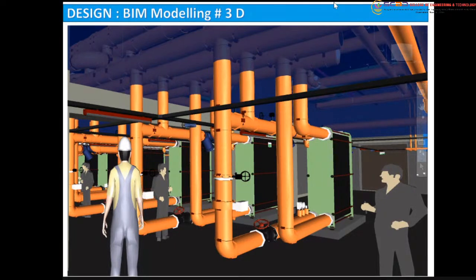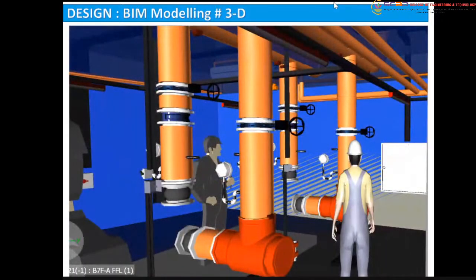From 2D, it goes to another version of the drawing, the shop drawing, and the buildable drawing is entirely different. So BIM changes from 2D to 3D. See, this is another perspective of the 3D, how the guy who's standing next to it can visualize the height and everything.